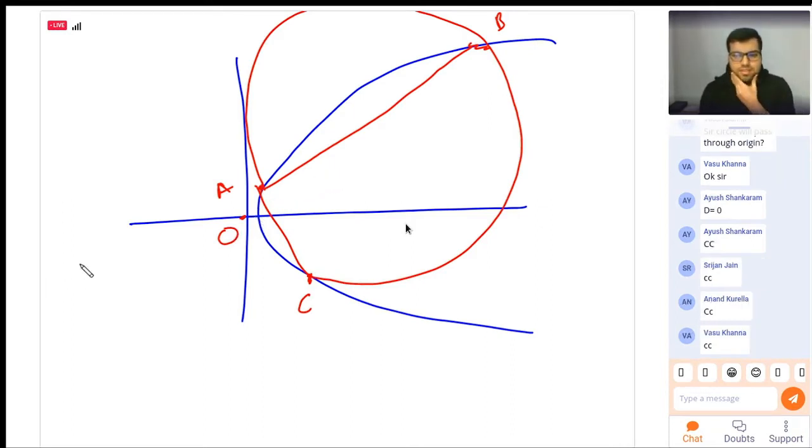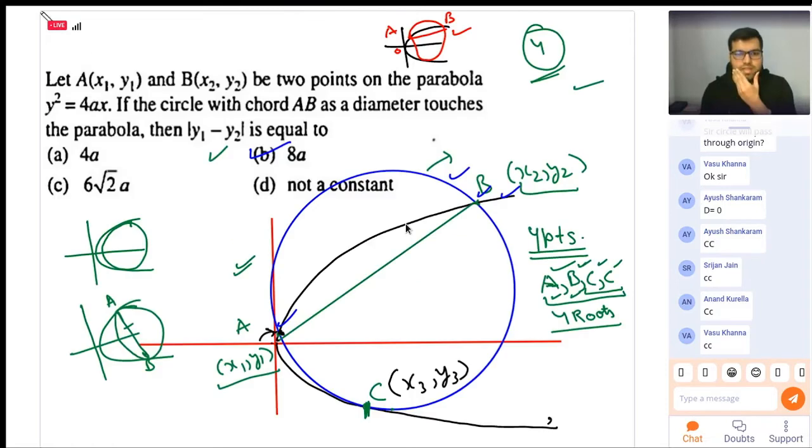Great. So I'll just repeat. Basically, we had to form a biquadratic in either x or y, and the roots had to be a, b, c, d. But c and d, those two were being repeated because the circle is touching the parabola. So the roots became a, b, c, c. And we solved this. We kept on solving this biquadratic.